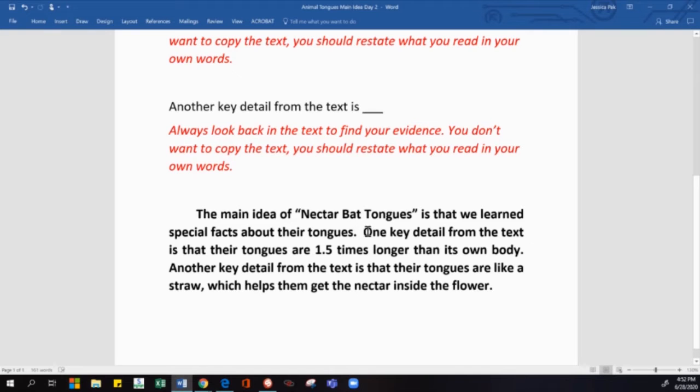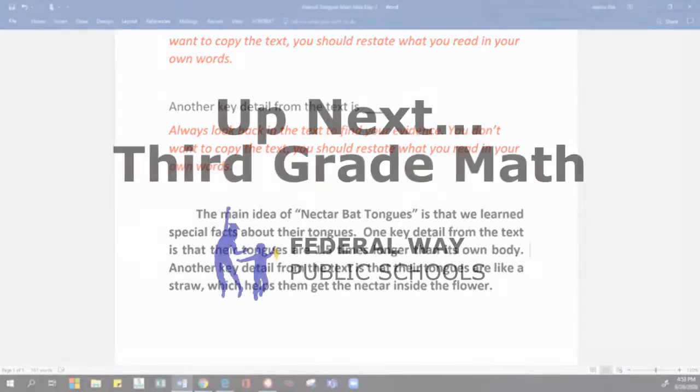We want to make sure that the details are not just in the text, which they are, but that they support the main idea. The Nectar Bat Tongues being 1.5 times longer than its own body. Is that a special fact about the Nectar Bat Tongues? I hope you said yes, because that totally was. And then let's look at the last detail, that their tongues are like a straw, which helps them get nectar inside the flower. Is that another special fact about their tongues? It sure is. Awesome job, guys. Thanks for doing that main idea with me.